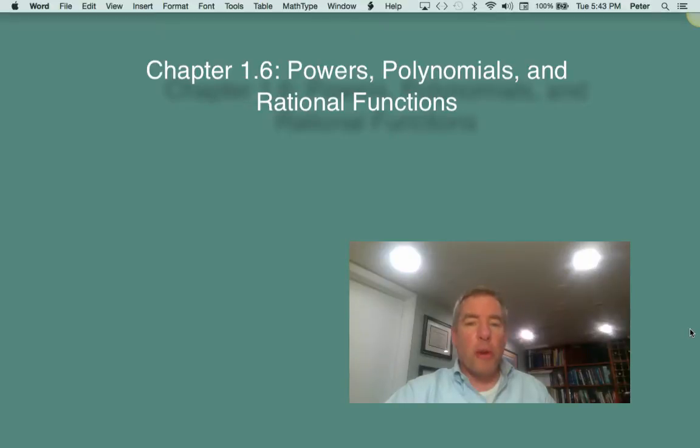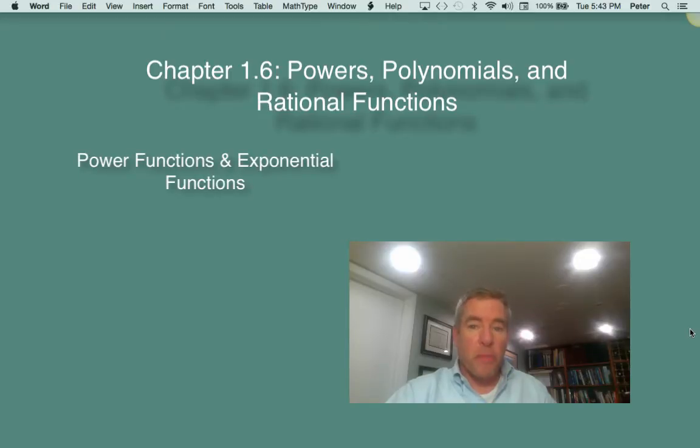As we try to develop our library of functions, important components will be power functions and polynomial functions. Now we'll talk a little bit about how power functions are sometimes confused with exponential functions, and how they're really not that similar, and how exponential functions really grow a lot faster than power functions.